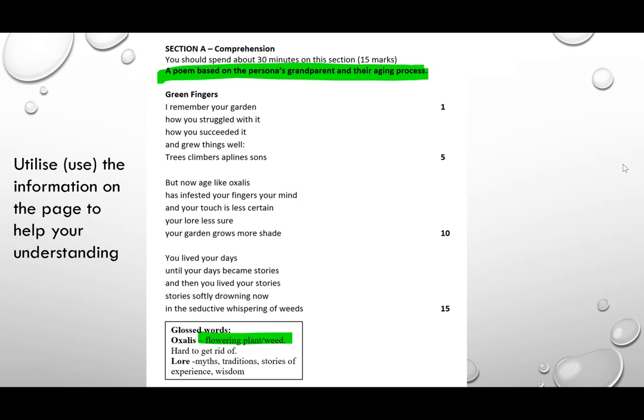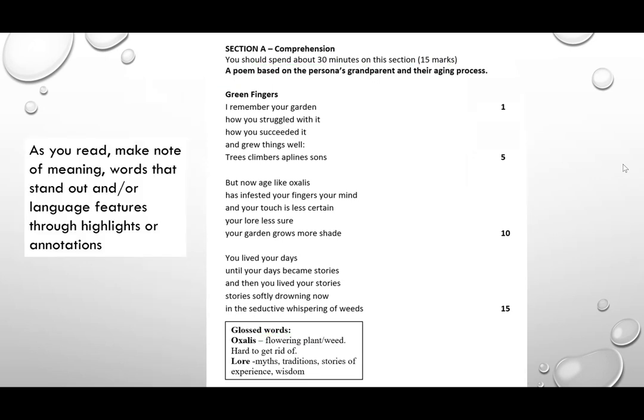And then the glossed words there is that oxalis means a flowering plant or weed, which is hard to get rid of, which I didn't know, so it's good to have the oxalis there. And lore means myths or traditions, like stories that somebody old might tell you. So always utilise the information that's on the sheet in front of you.